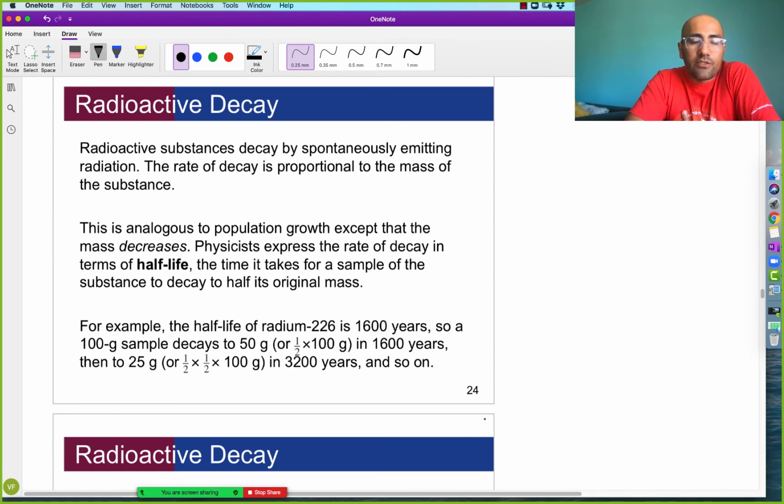Any rate, so half-life. Half-life is a way of describing how long it takes for this chemical compound to decrease. And rather than using a percent decrease, right? It goes down by 1% every year, or it goes down by 17% every year.